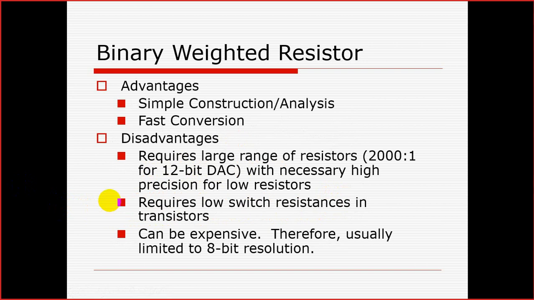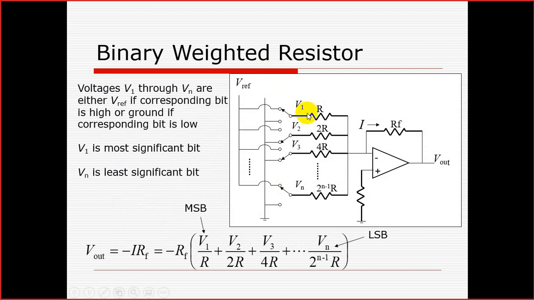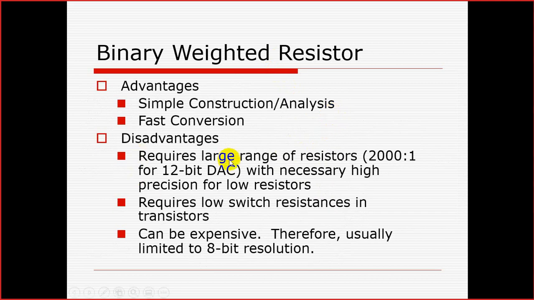Now, what are the advantages of the binary weighted resistor? Advantages: simple construction and analysis, and fast conversion. What is the disadvantage? It requires a large range of resistors, 2000 to 1 for a 12 bit DAC, with necessary high precision for low value resistors. You need large value resistors plus high precision for the lower value resistors. That's very important.